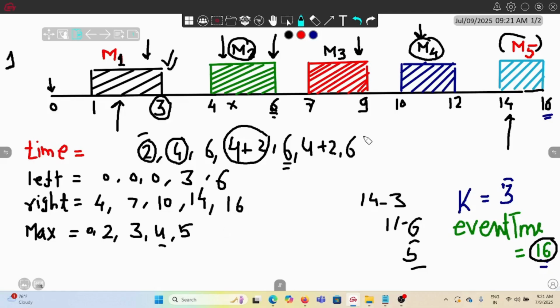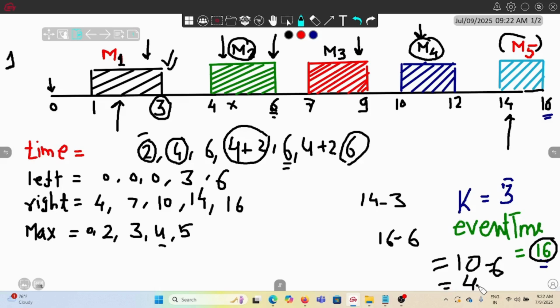So what will be the difference? Difference would be 16 minus 6. So 16 minus 6 would be 10, right? So this is 16, this is 6. So 16 minus 6 is becoming 10. And what is the total event time now? This is again 6, right? So 10 minus 6, what would it be? It would be 4. So we will check which one is maximum. This is 4 and this is 5. So maximum is 5 itself. So we will not make any change. So now we can say that 5 would be our answer, right?